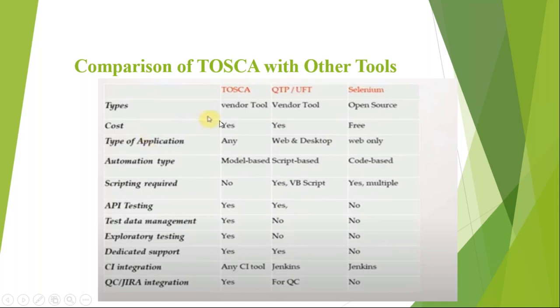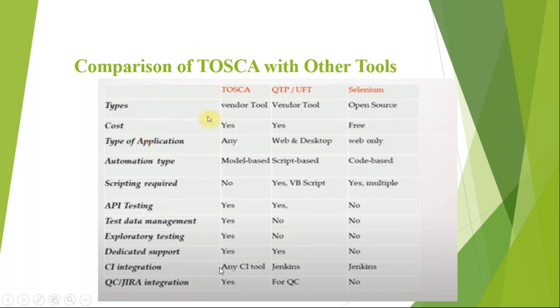Dedicated support: as this is a vendor tool, that vendor Tricentis will give the support. Whenever you get stuck somewhere and you have any issues, we just need to raise a query in the support portal so that you will get the resolution. QTP is also a vendor tool, so we have dedicated support. For Selenium, whenever we require support, we need to connect to Google only.